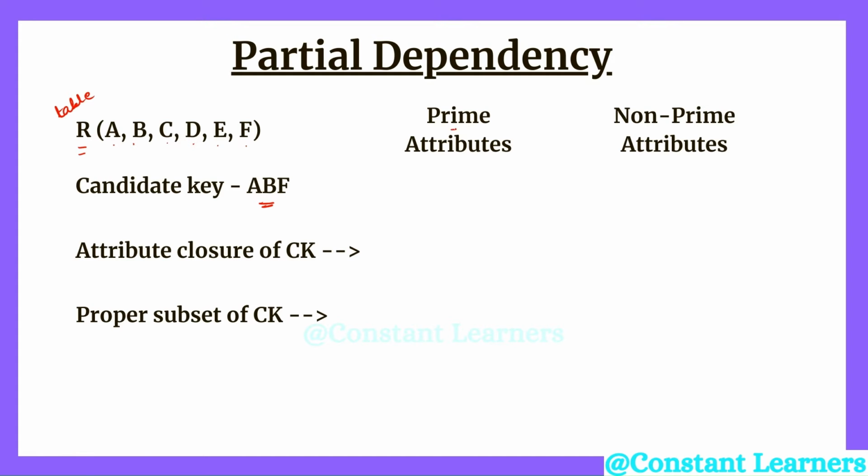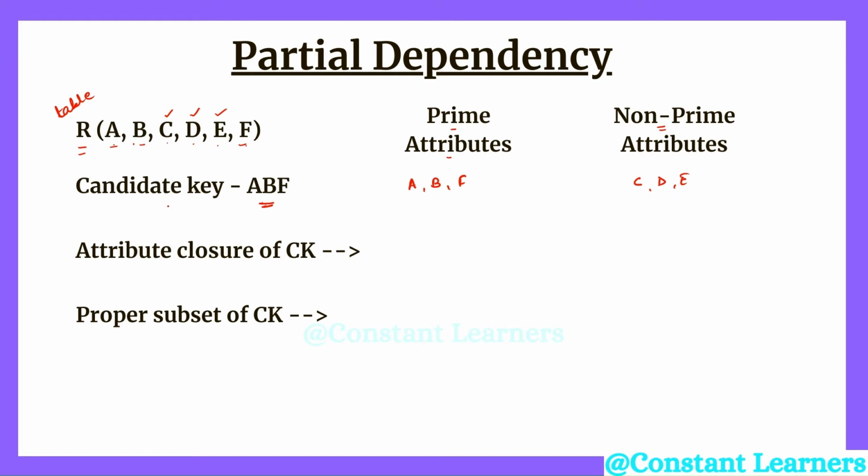So what will be the prime attributes here? See, prime attributes are the attributes that form the candidate key. So in this case, the prime attributes will be A, B, and F. Alright? Prime attributes are the attributes that form the candidate key. Now, if A, B, F are prime attributes, then which ones will be the non-prime attributes? Of course, C, D, and E. The attributes that are not forming the candidate key will be the non-prime attributes. So, if A, B, and F are prime attributes, then C, D, and E will be the non-prime attributes.